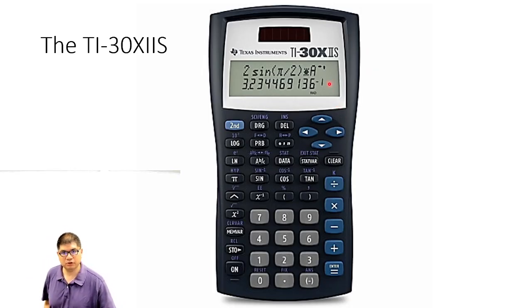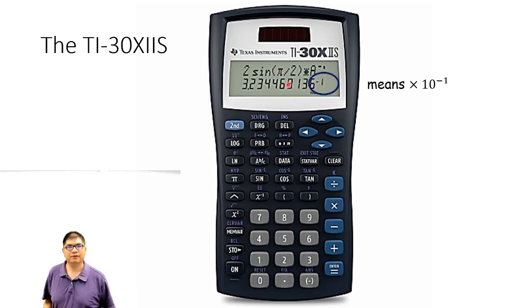Now, you notice here that it says 3.234469136 to the negative 1. That's not what it actually means. It doesn't mean 1 divided by 3.23 blah, blah, blah, blah, blah. It actually means that this minus 1 here is crazy shorthand for times 10 to the minus 1.